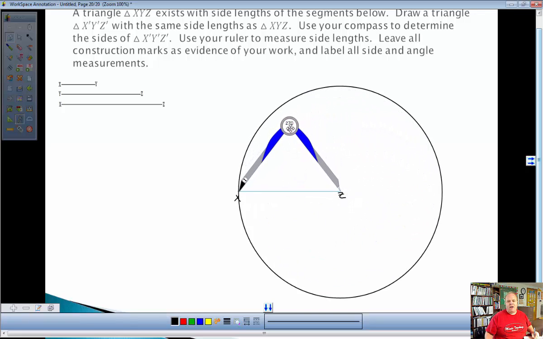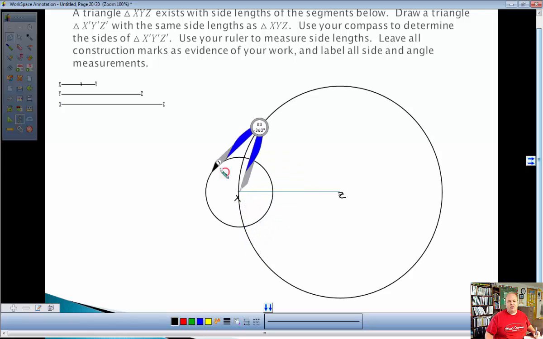Now I'm going to come back up here and measure my other side. Bring this back because X is going to be my radius or my center point of my new circle. Draw this out to where Y is supposed to be. Okay, bring this back over to here. Now I'm going to draw my second circle, and then I can draw my lines.